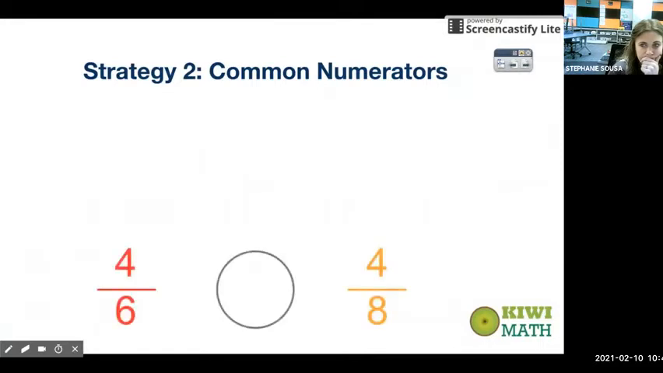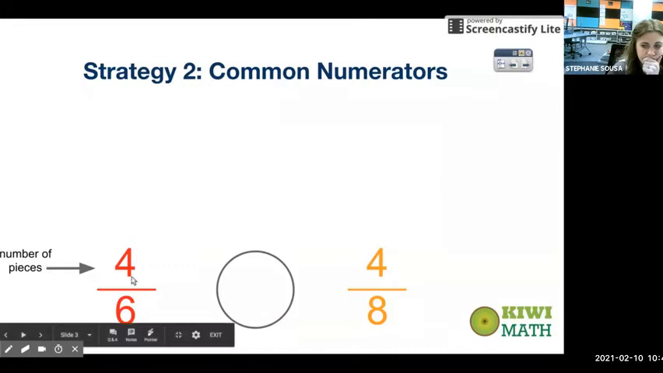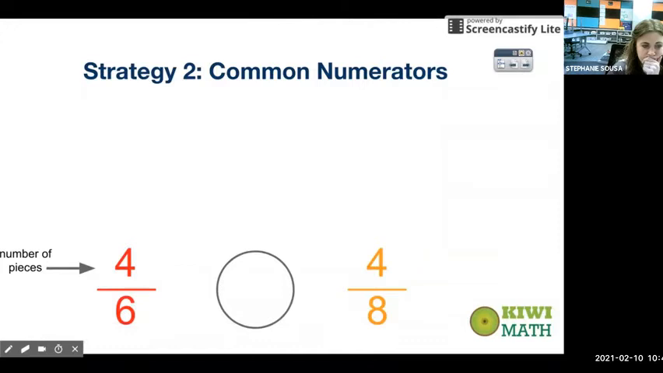And this would be used when we have two fractions that have the same numerator. So in this case, the numerator is 4. And again, let's reiterate from before that the number of pieces is what the numerator means. So this means that we have 4 pieces that are the size of 6 and 4 pieces that are the size of 8. So if we have the same number of pieces, if I have 4 pieces and you have 4 pieces, which one is greater?